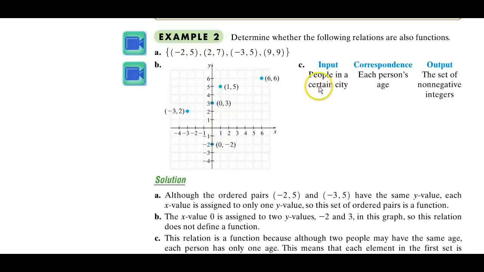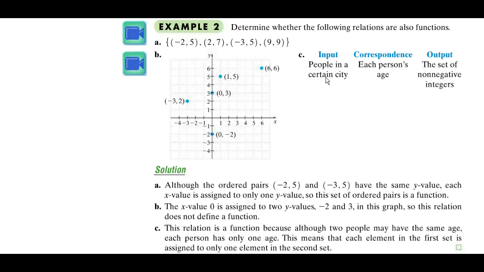All right, letter C. People in a certain city. That's your input. Each person's age. The output is a set of non-negative integers. Now, is a particular person used more than once? No, each person is unique. So this element is only used once. So this would be a function.